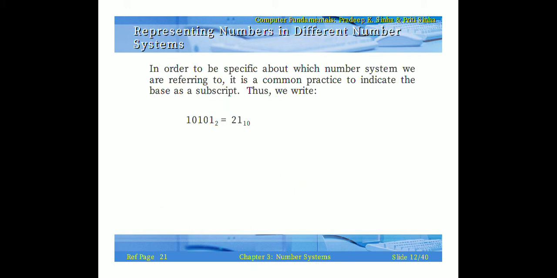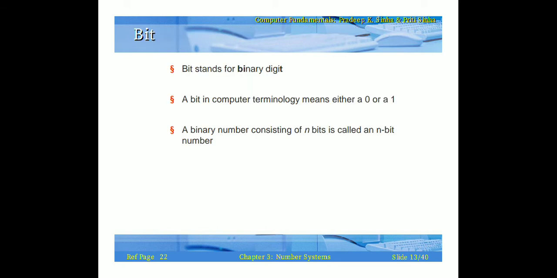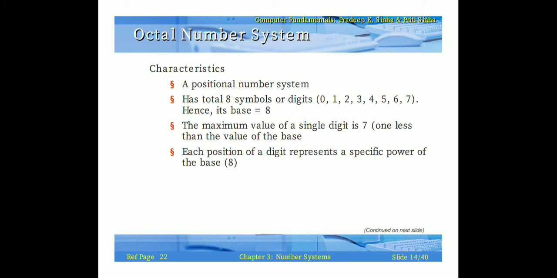In different number systems you can represent a number. Basically you can use bits. Bit stands for binary digit. In computer technology terminology, a bit means either 0 or 1. The computer understands digitally, because it is a digital computer system, which uses zeros and ones for all its inputs. A binary number consisting of n bits is called an n-bit number. So it may be an 8-bit number, 16-bit, 32-bit, 64-bit, and so on.